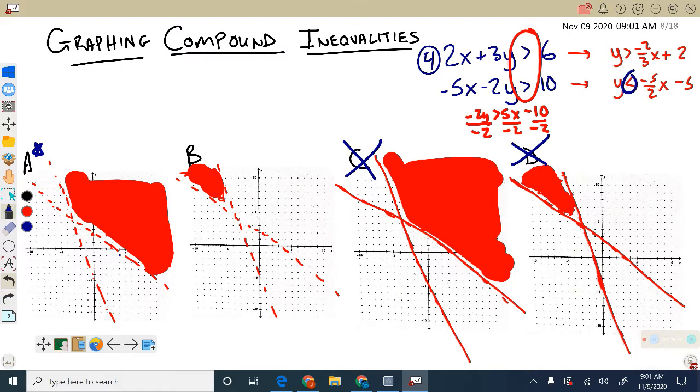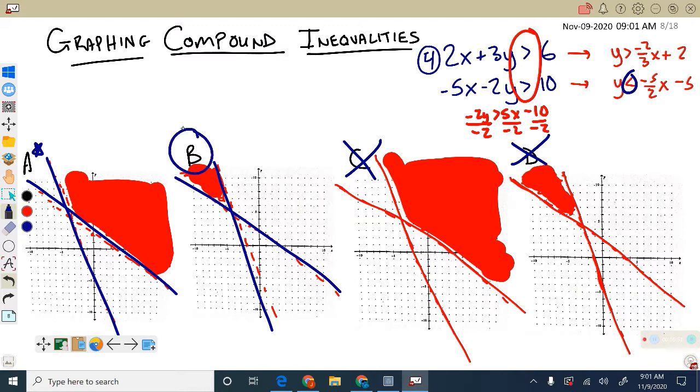So I need to be shading above the line that starts at 2, but below the line that starts at negative 5. So I want to be above this line, but below that line. Letter B there has to be your answer. So make sure you're just paying attention whether you're shading above or below, and whether you have dotted lines or solid lines.